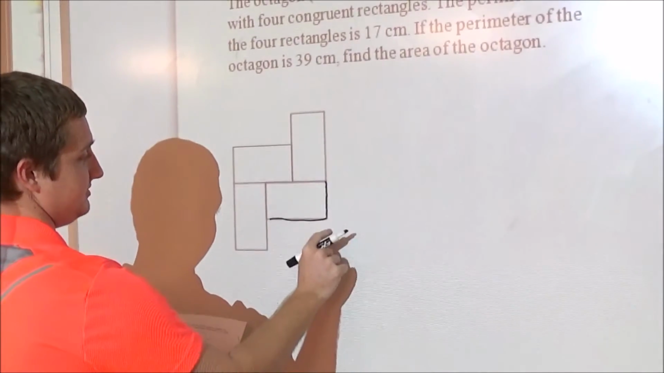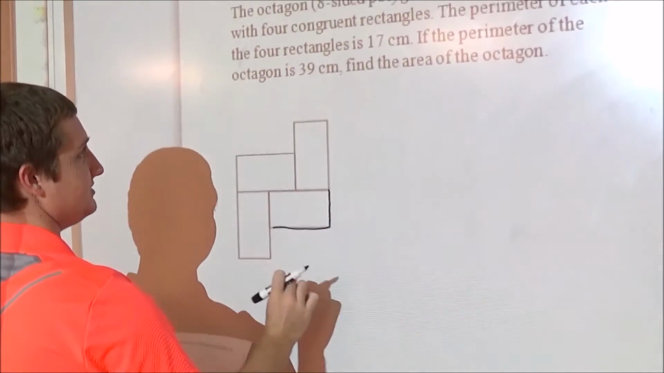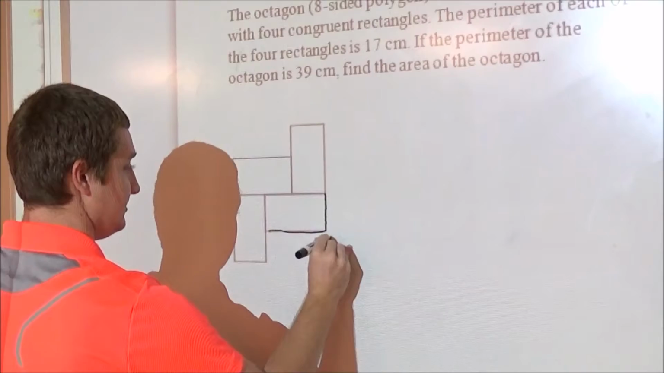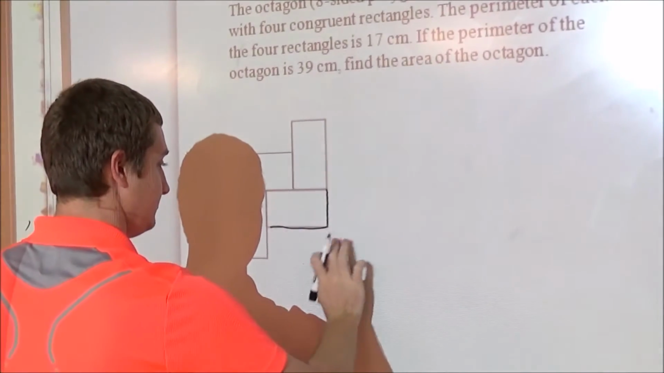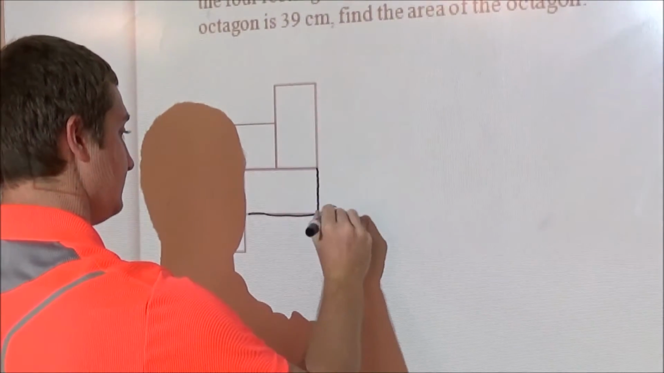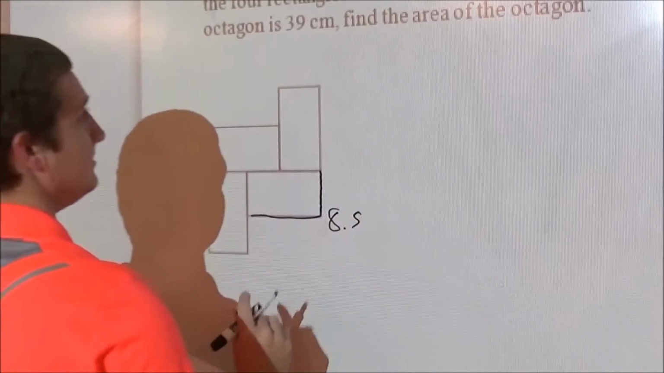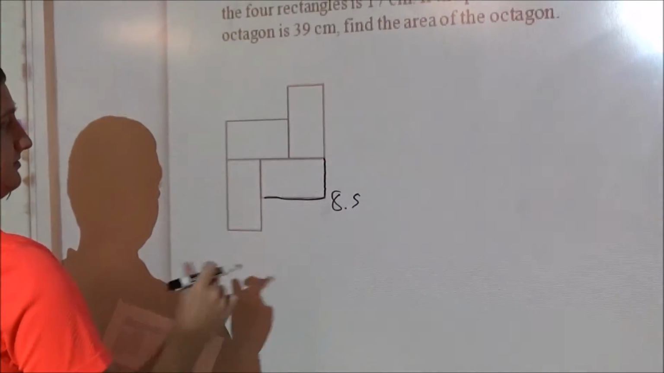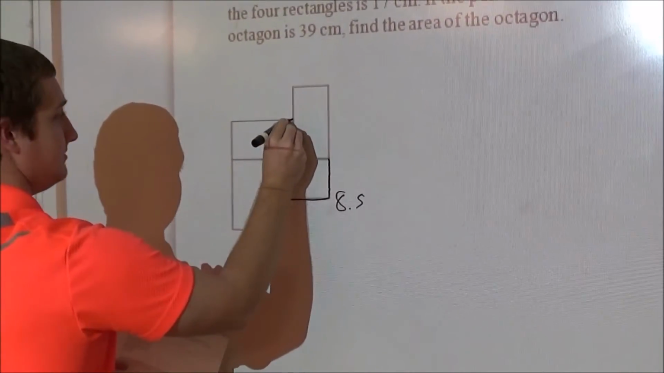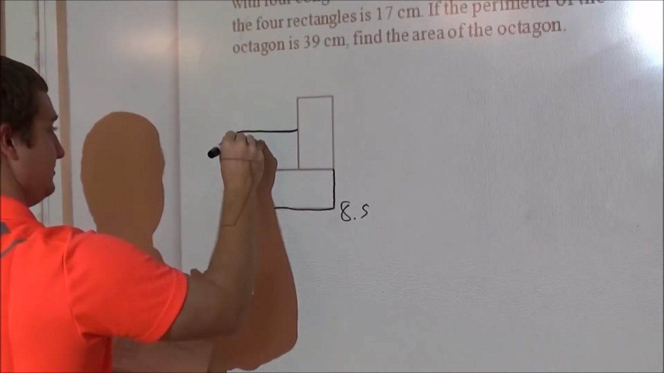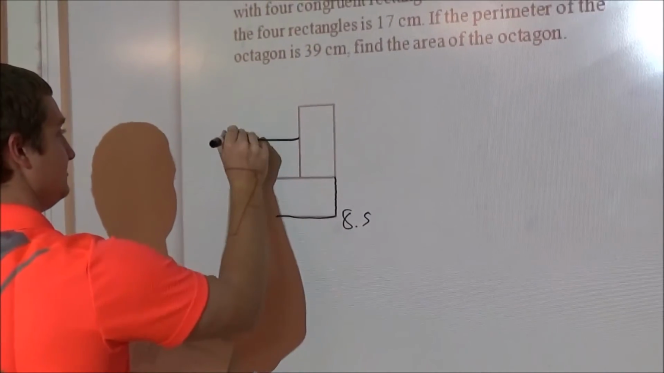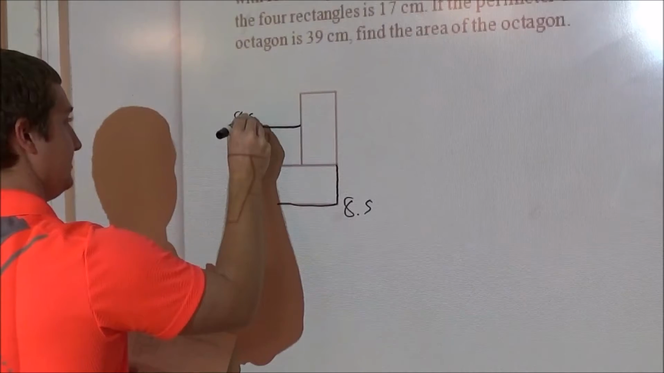So we know this length and this width of this one rectangle is going to be 8.5, which is half of the perimeter that we've been given. I also see length and width over here. This is also going to be 8.5.